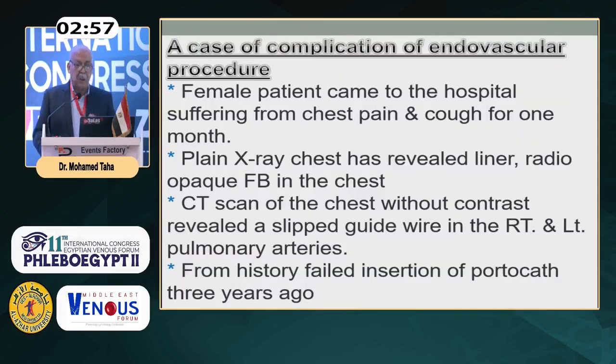This is a case of complication of vascular procedures. A female patient came to the hospital suffering from chest pain and cough for more than 1 month. The X-ray chest revealed a linear radio-opaque foreign body in the chest. CT scan of the chest without contrast revealed a slipped guide wire in the right and the left pulmonary arteries. From the history, from the patient: failed insertion of a portacath 3 years ago.